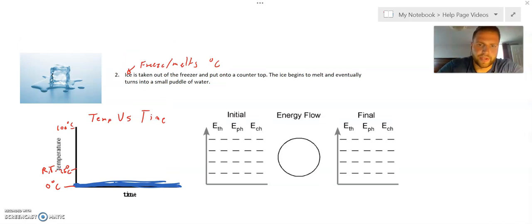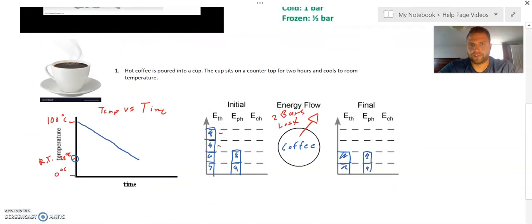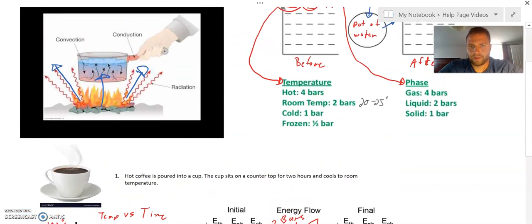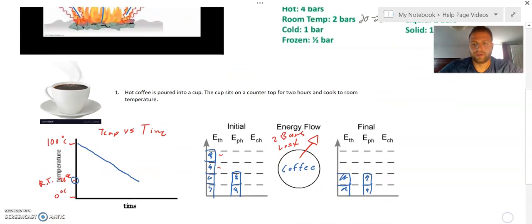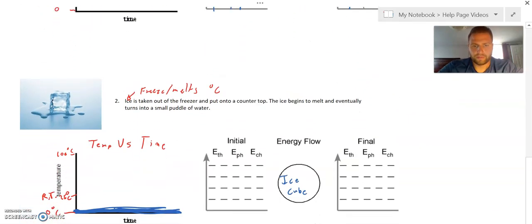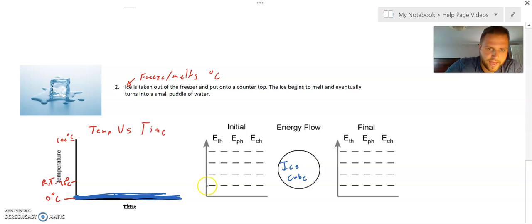So our system is the ice cube. Let's figure out our thermal. So let's go back to our reference sheet. So is an ice cube hot? No. Room temp? No. Is it cold? Sure. But is it frozen? That's definitely the best answer. So our initial is going to be a half bar for thermal.